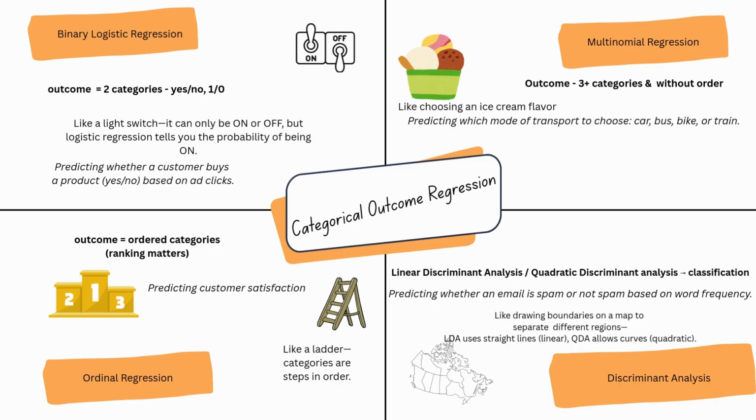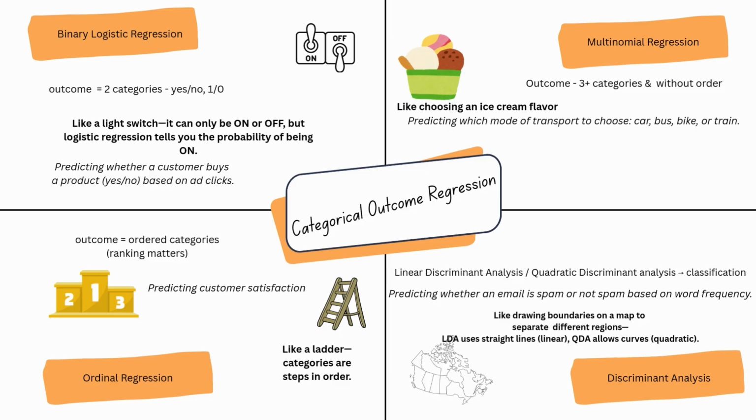Let's look at the big picture. Binary logistic is like a light switch. It can either be on or off. Ordinal logistic is like a ladder. Categories are steps in order. Multinomial regression is like choosing an ice cream flavor: vanilla, chocolate, strawberry. There's no inherent ranking, just multiple choices. Discriminant analysis is like drawing boundaries on a map to separate different regions.